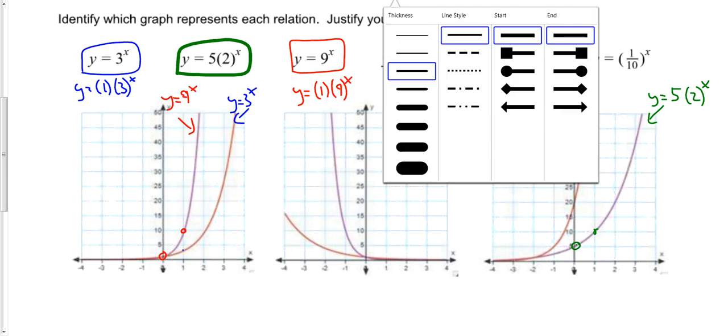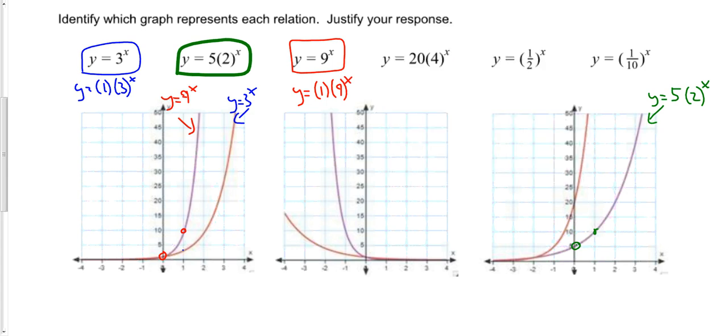Next, we've got y equals 20 times 4 to the x. So it's going to have a y-intercept of 20, and here we have a y-intercept of 20. We know it's going to increase quite rapidly, based on the fact that you're multiplying the base value by 20. In fact, this red line happens to be that equation: y equals 20 times 4 to the x.